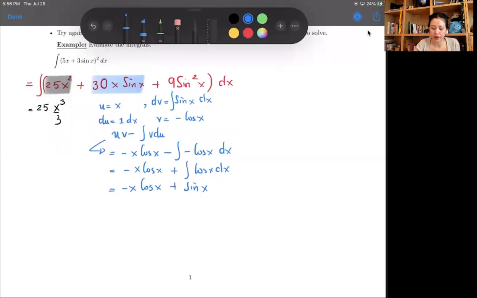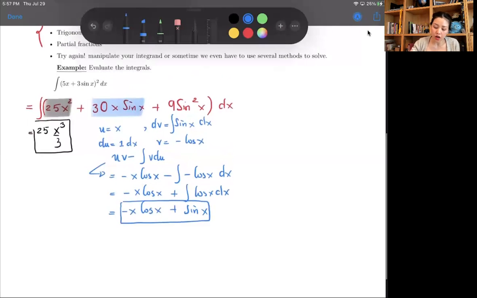Okay. So let me box things up so we don't forget. Later we have to combine them. So this is our result. One of the results. Okay. So that's the second part. Now the third part, maybe I'll highlight it in green. Right. That one.